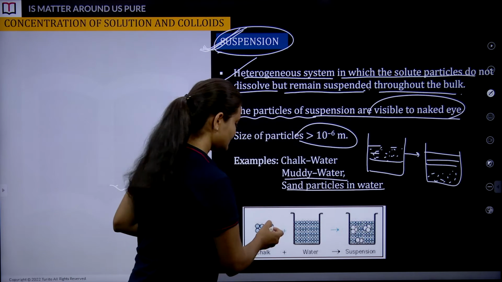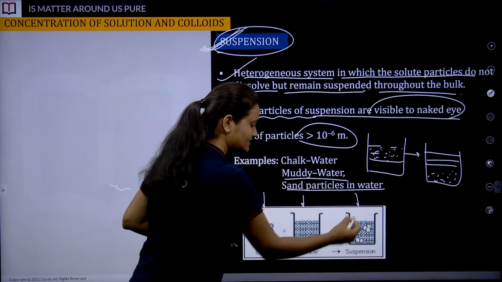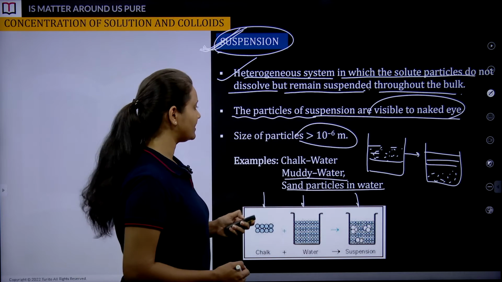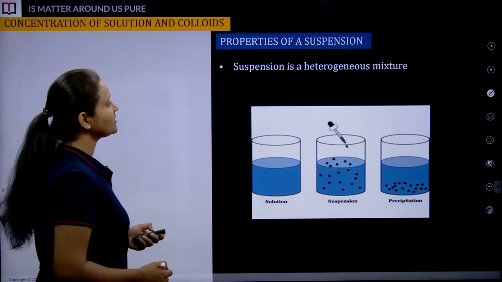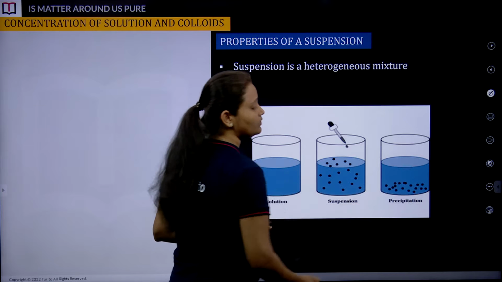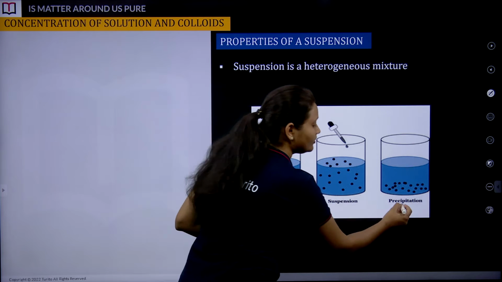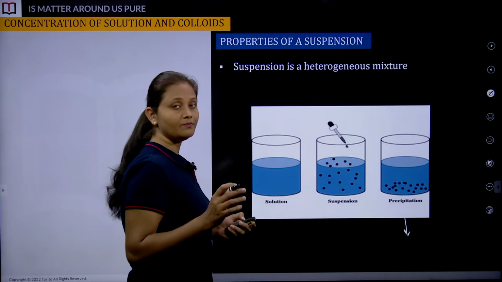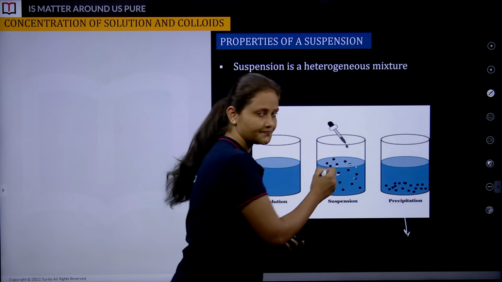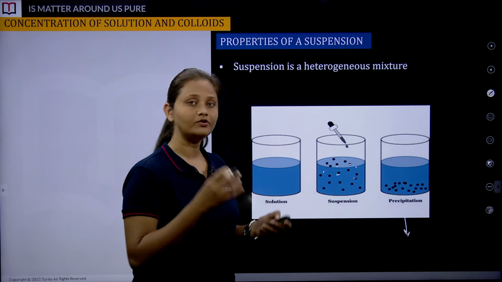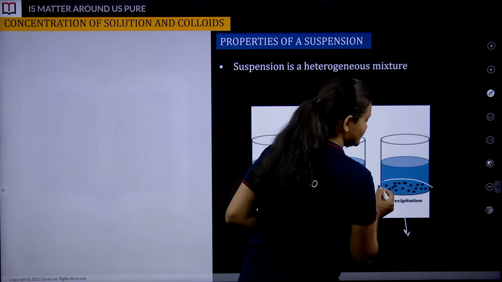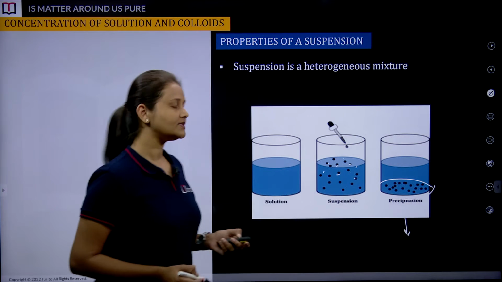Alright, so here is the diagram of suspension. These are the particles which we can observe through our naked eyes. So suspension is a heterogeneous mixture. Once the particles settle down, it gives you a new word which I talked about, precipitation. If they stay in the bulk, suspended there, that is suspension. But when they come down and settle at the bottom, we say it's precipitation.